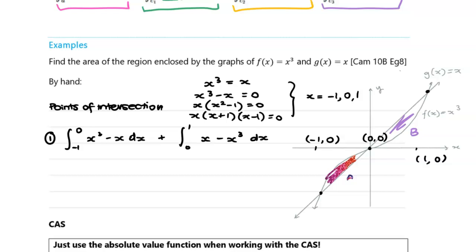My dog agrees. Or, approach 2, you could use symmetry.